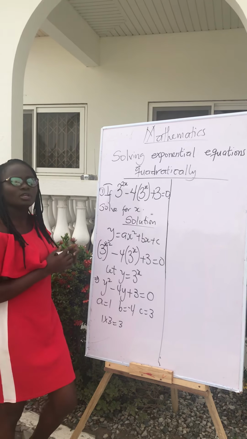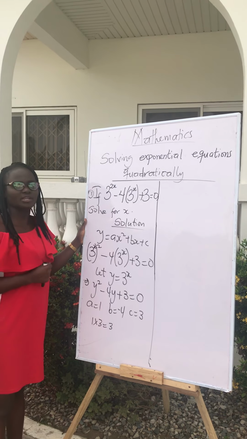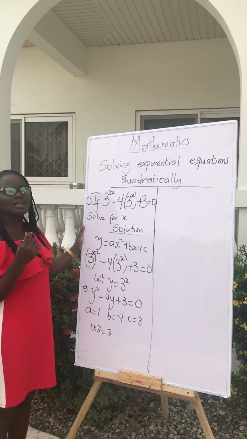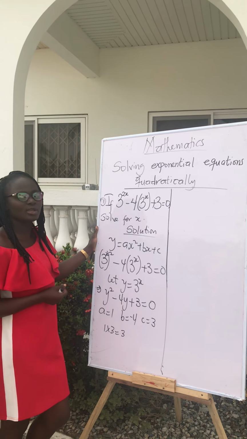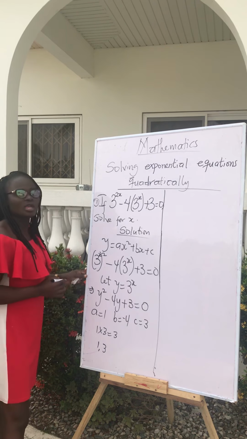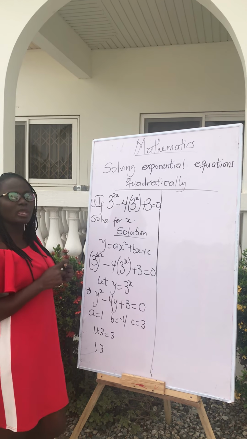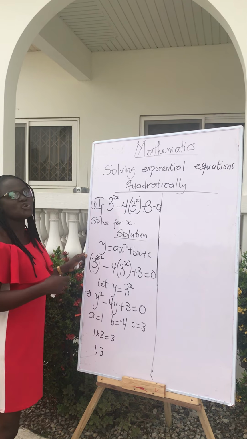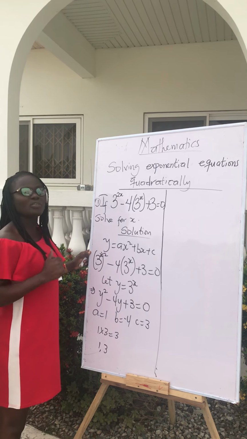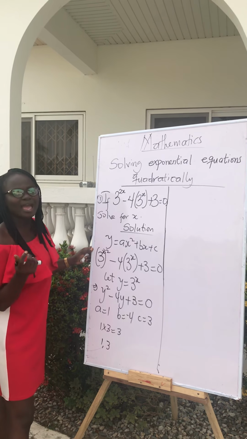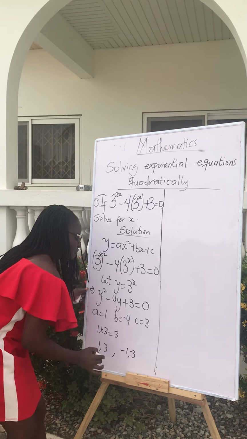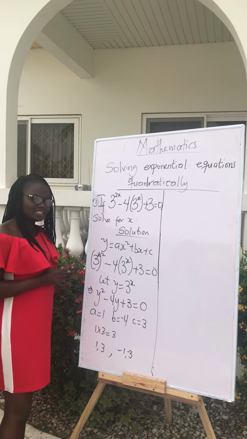When you finish, look for the factors of 3 that when you add together, you will get your b. Now, what are the factors of 3? Let's list some of the factors. We have 1 and 3. When you add 1 to 3, are we going to get negative 4? No. 1 plus 3 is positive 4. So we won't take that as the final answer. Let's pick another factors. Negative 1 and negative 3.